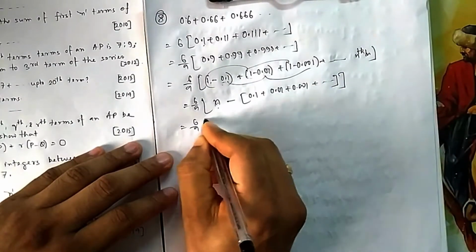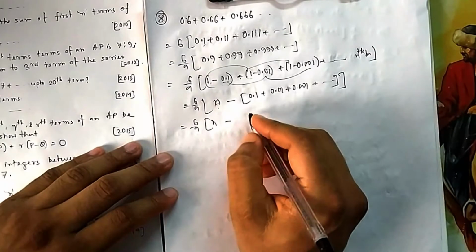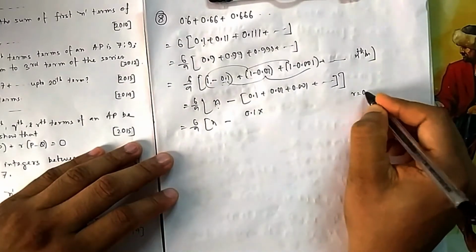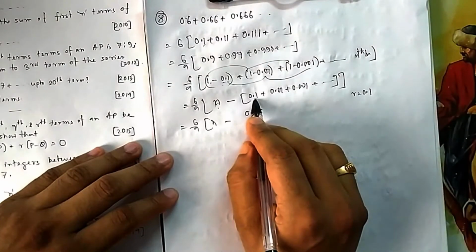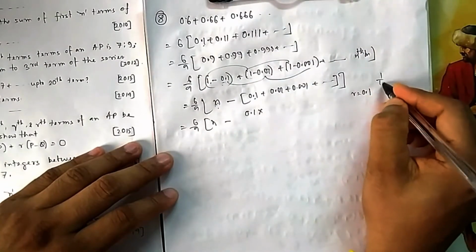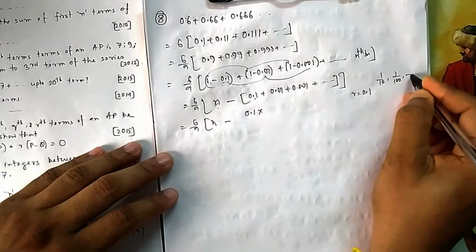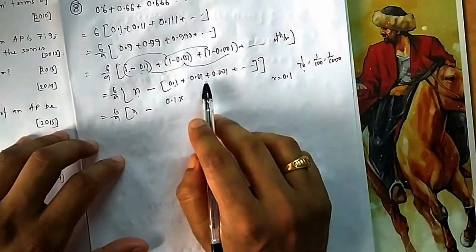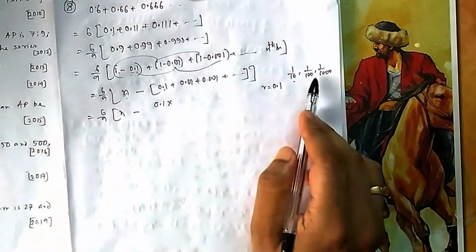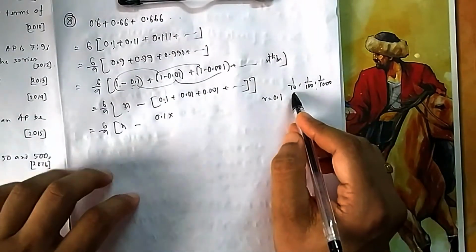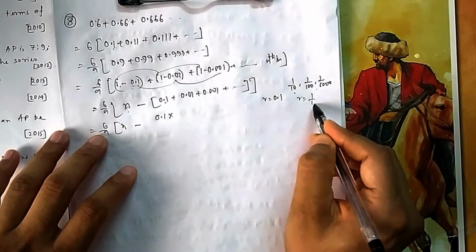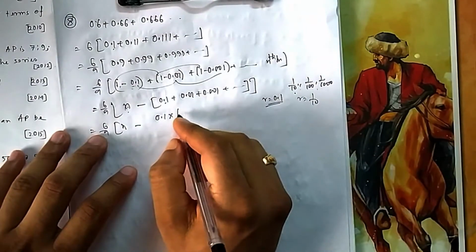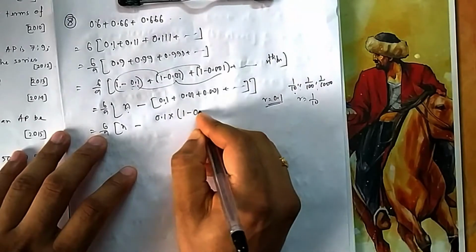So 6 by 9, it will be n, and this GP is again first term into, here r is equal to 0.1, because 0.1 means 1 by 10, 0.01 means 1 by 100, 0.001 means 1 by 1000. You can see this is the way it is coming. That means you are multiplying each term by 1 by 10. So what is your r? Your r is less than 1, so it will be 1 minus r to the power n.